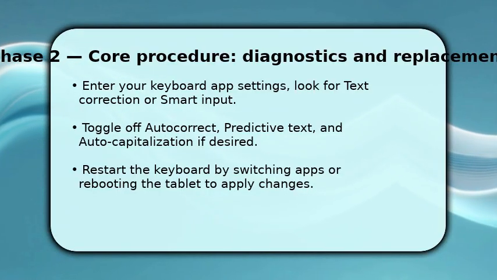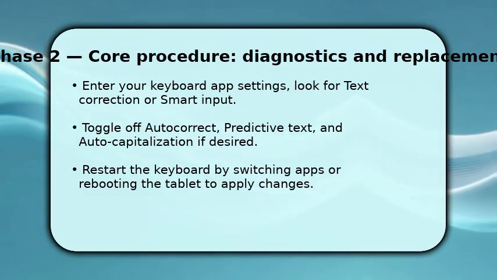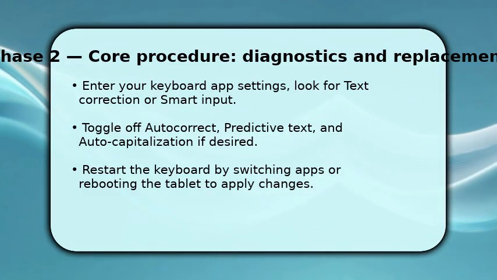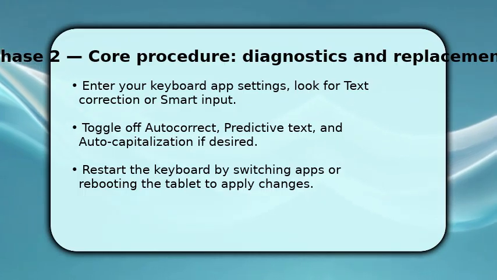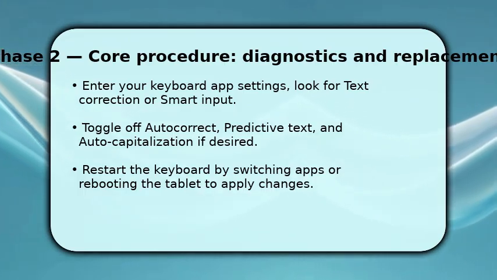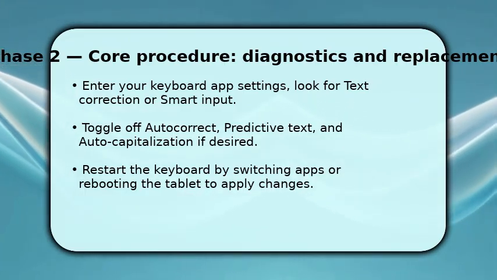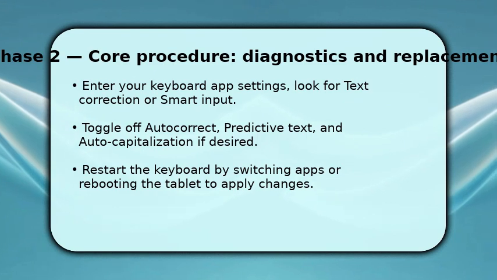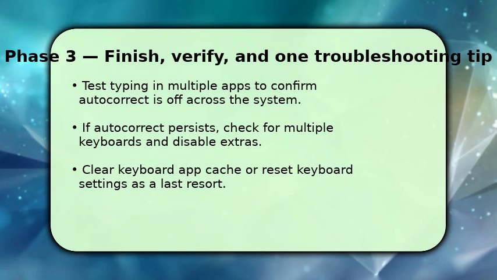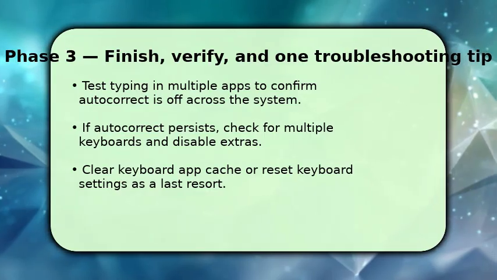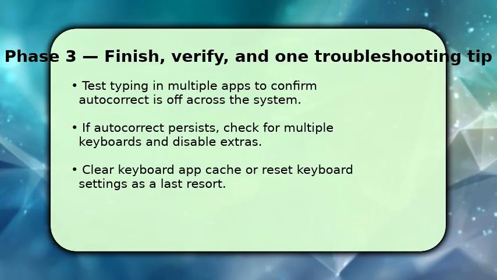Once toggled, test in a Notes app to confirm the keyboard stops changing words automatically. If changes don't take effect immediately, switch to another app and back, or reboot the tablet to reload the keyboard service. This forces the new settings to apply. Finish by testing typing in email, messages, and browser to confirm autocorrect is off system-wide.